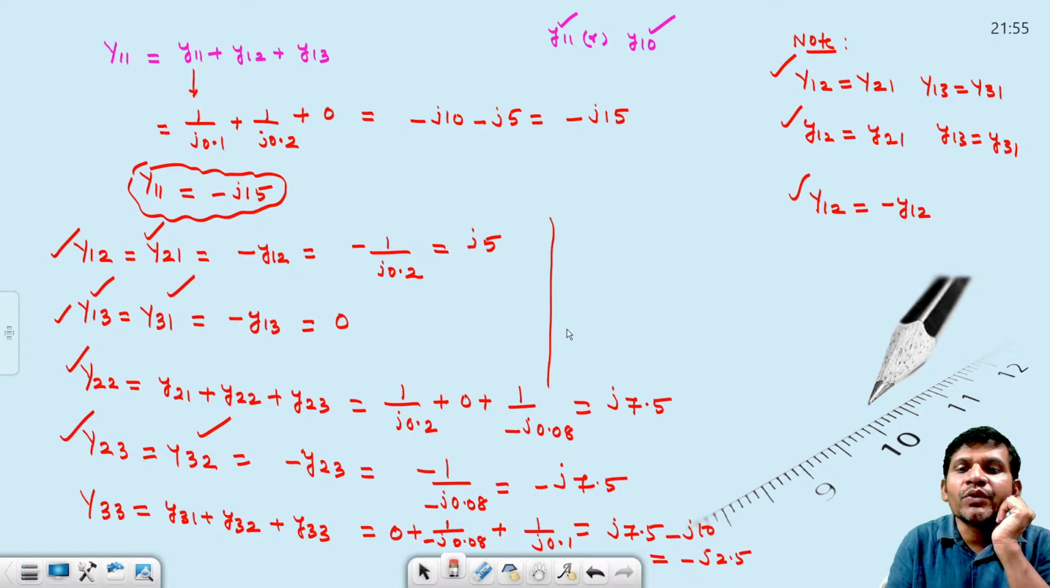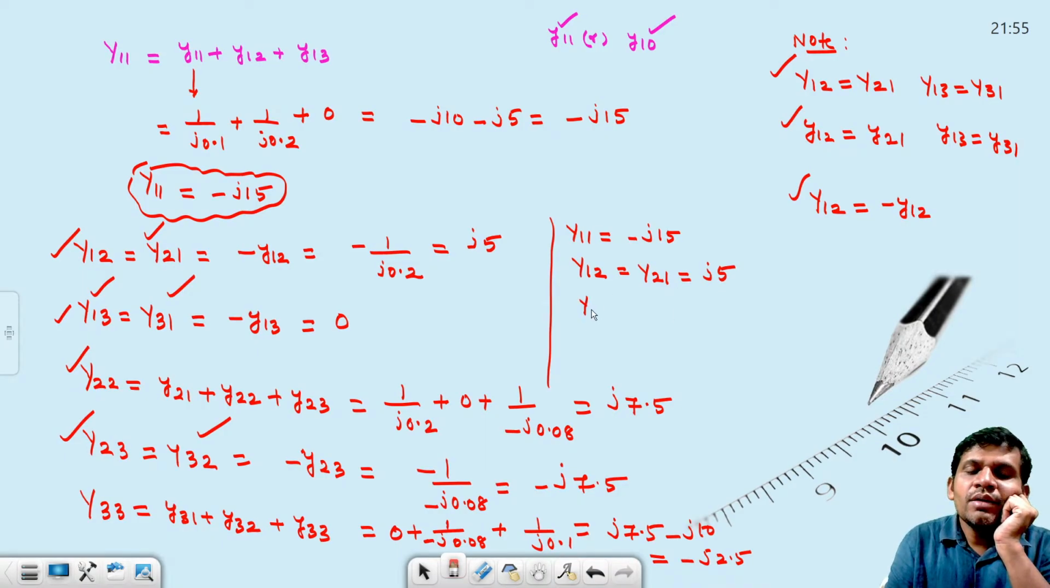Now finally, tell the answers. Y11, how much did we get? Minus J50. Y12 is how much? Y12 and Y21 are both the same. This is J5. Next, Y13, this is equal to Y31. This is equal to 0.